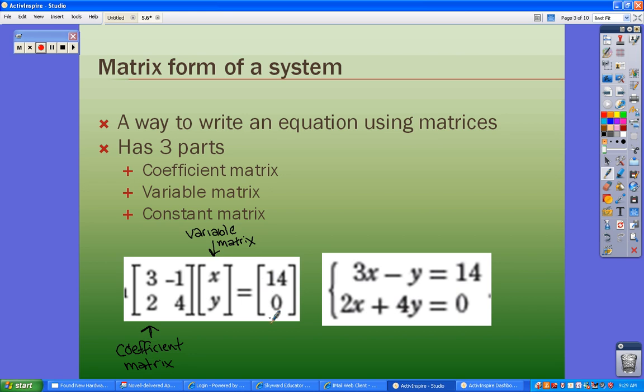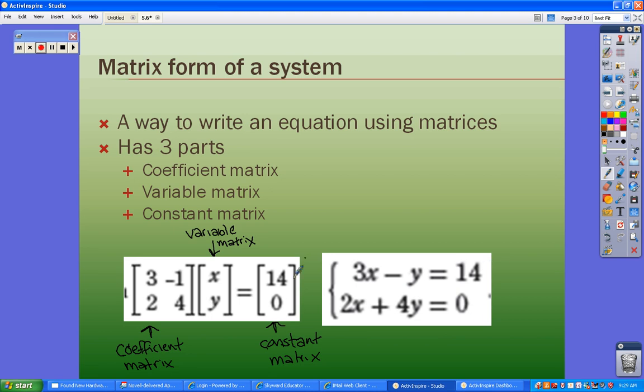Now, they didn't get very creative with the names. I know it's kind of disappointing. But this should make sense to you. This is called the coefficient matrix because look, 3, -1, if I put a 1 in there, 2 and 4. Oh, look, those are the coefficients. The variables here say x and y. Guess why? Oh, look, the variables are x and y. And 14 and 0 are my constants.